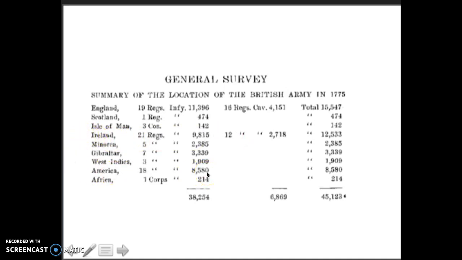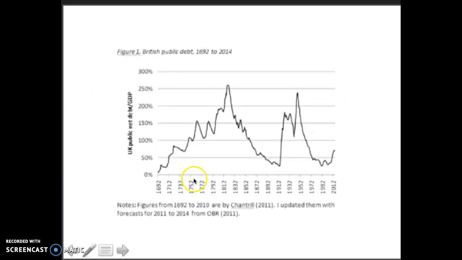In order for them to be able to pay those troops, something needed to be done. After the war ended in 1763, more or less, you see a huge increase here in British public debt. So the British monarch needed to find ways to be able to pay for these troops.